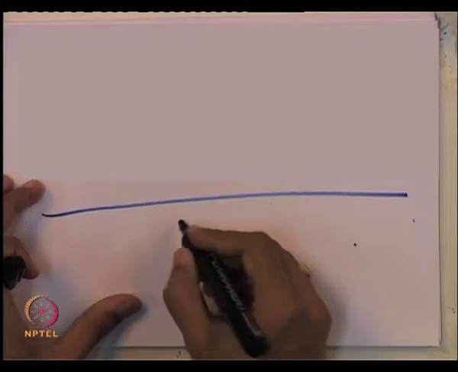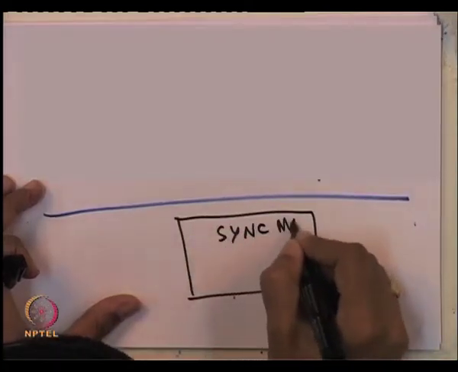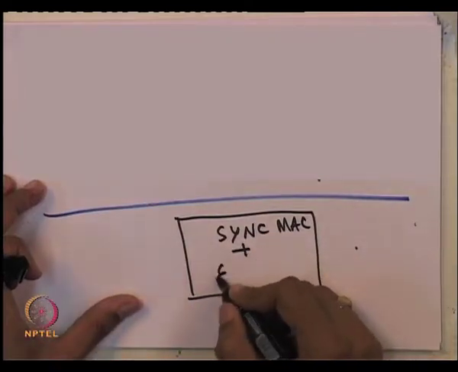So, what we have now is the synchronous machine plus the equations of the external network.